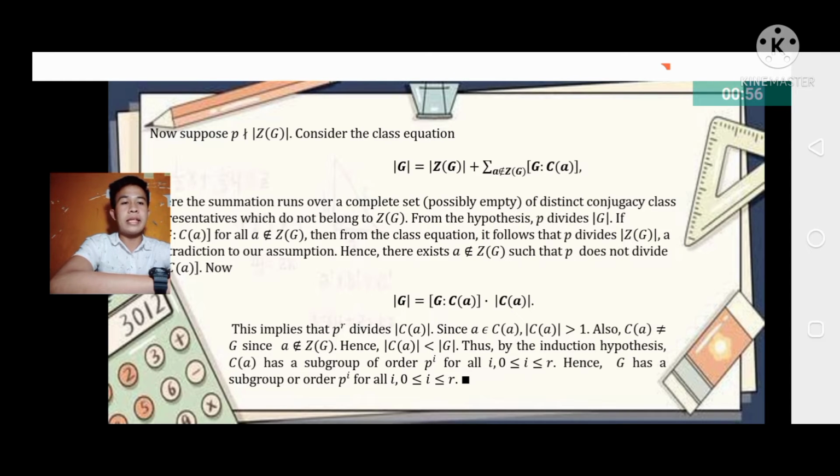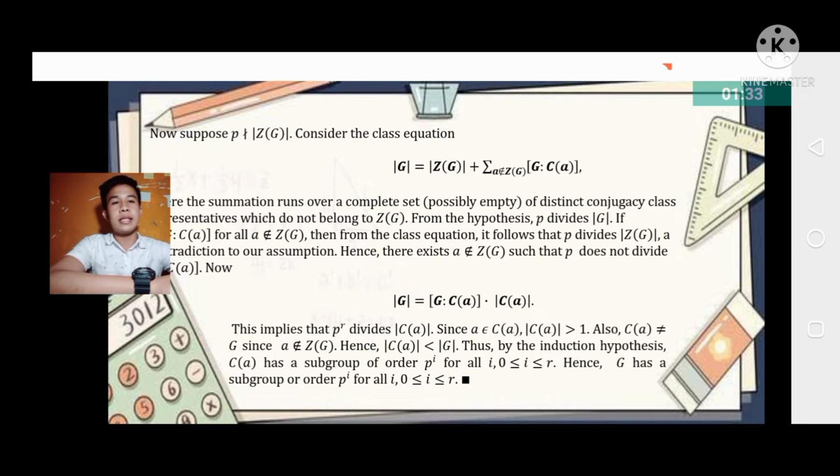Thus, by the induction hypothesis, the centralizer of a has a subgroup of order p to the power i for all i greater than or equal to 0 but less than or equal to r. Hence, G has a subgroup of order p to the power i for all i from 0 to r. So that is the end of our proof of the first theorem, which is Theorem 7.3.1.